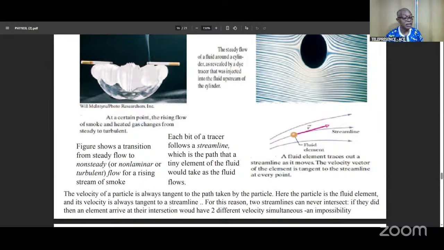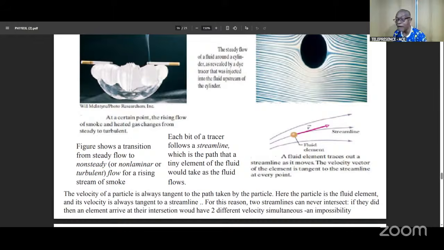Then if an element arrives at an intersection, we would have two different velocities simultaneously, which is an impossibility. It's impossible. That is, if two streamlines could intersect, imagine, at the flow there is a velocity vector that is tangent to it.